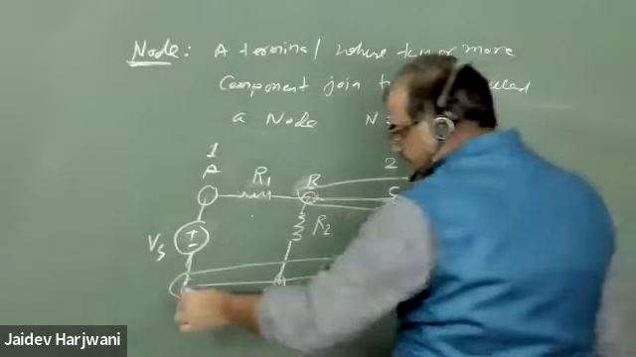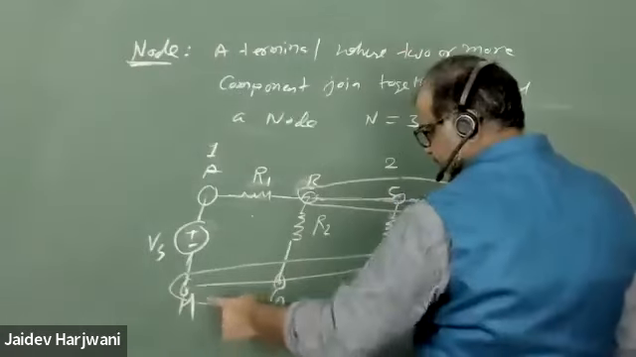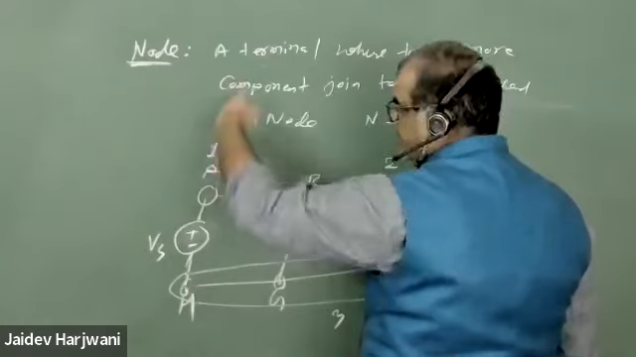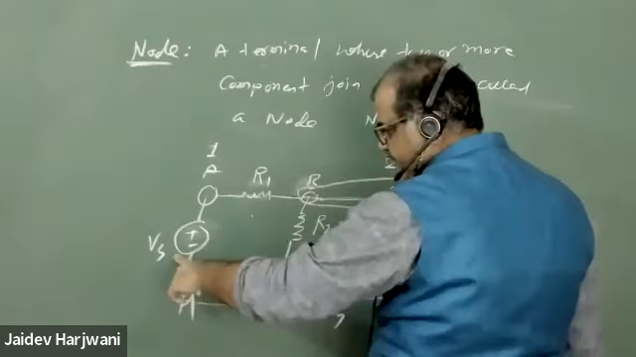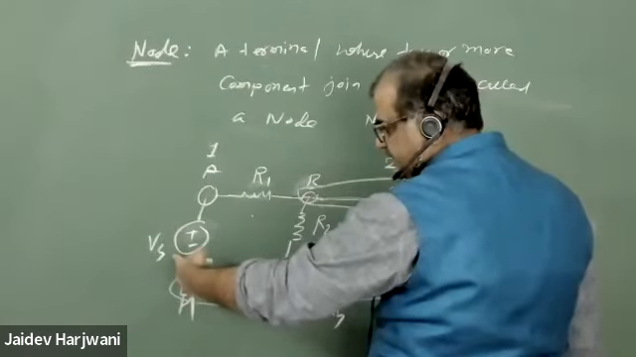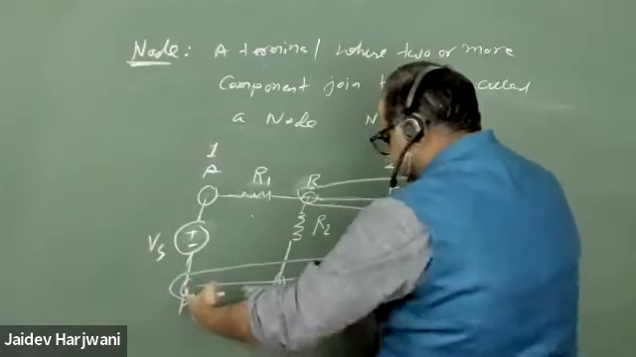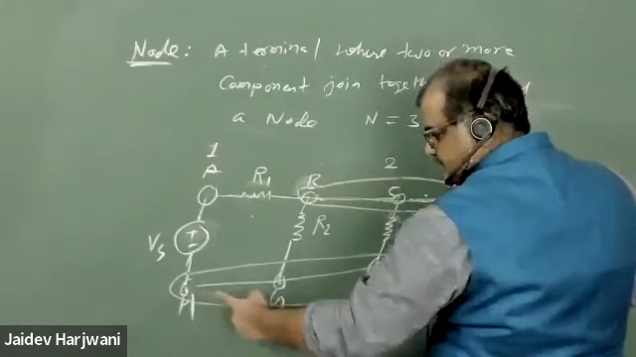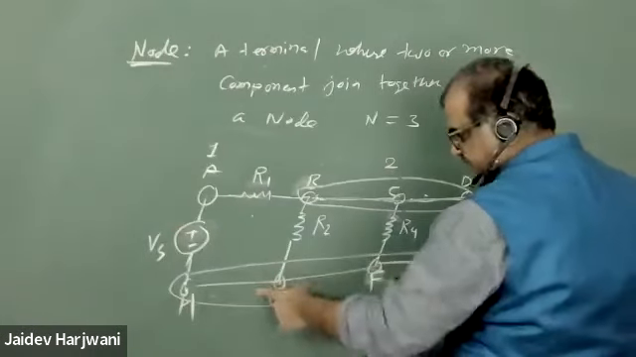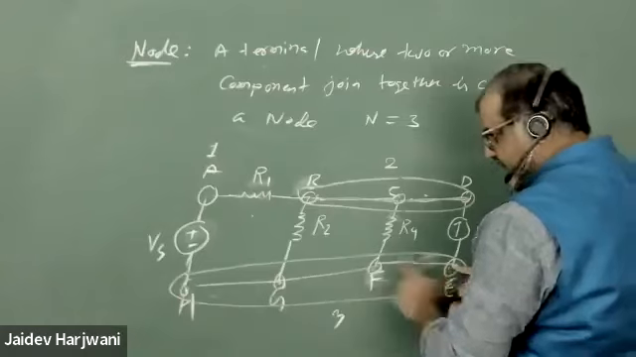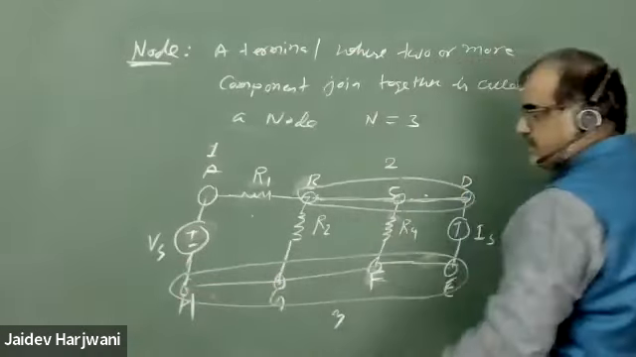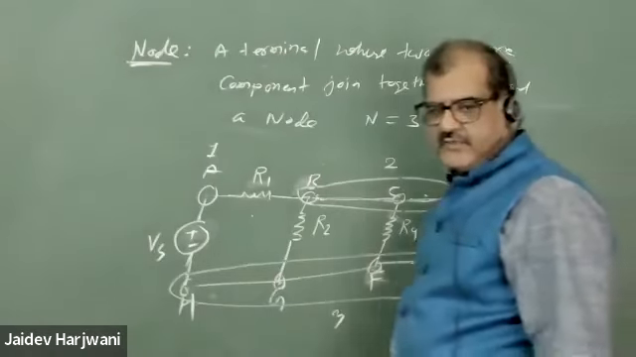Similarly, if you see this one, the definition of node is what? A terminal which joins two or more components. Here one component is there, where is the other component? Only one component is coming from here. This zero resistance wire is not a component. So this point and this common point is also a node. I hope the definition is clear.